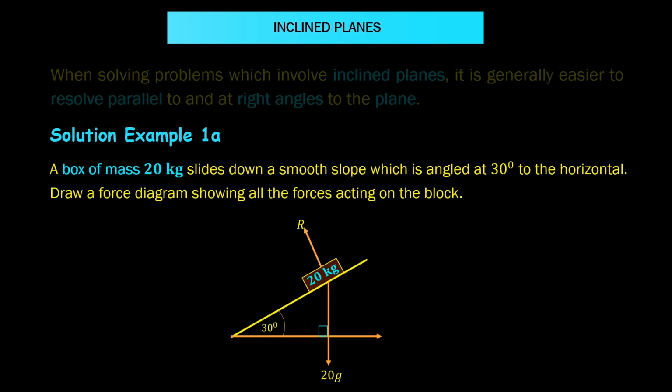So here's our box of mass 20 kg. The slope is angled at 30 degrees. The weight of the box is 20 g, or 20 times the force of gravity. Remember, this is linked to force equals mass times acceleration. Mass is 20, acceleration is g, so we have 20 g. And so we have our diagram.